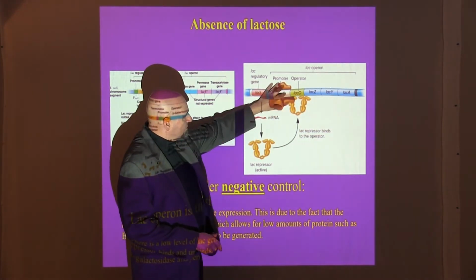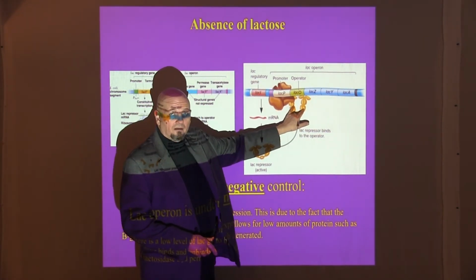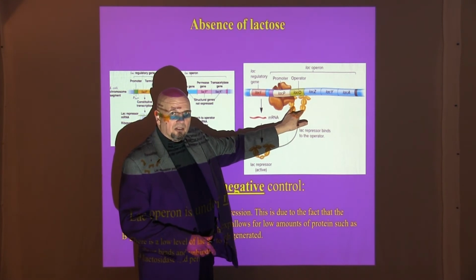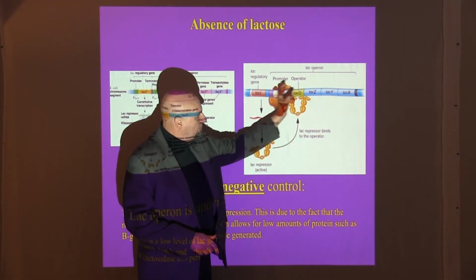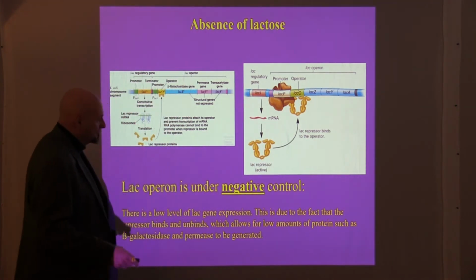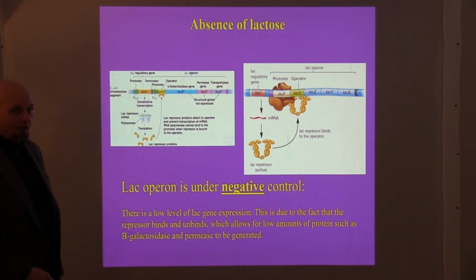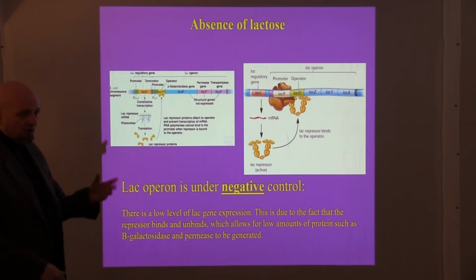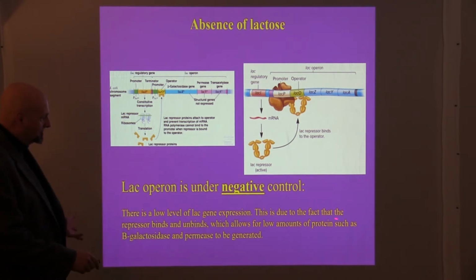Notice how the RNA polymerase is here, but this is a roadblock. It's blocking its ability to get past that. If this comes off, boom, it takes off, and we get gene expression on this. So there is a low level of gene expression. Remember, if that just comes off on its own, you get a low level, and this is due to the fact that the repressor binds and unbinds, which allows for a low amount of it.